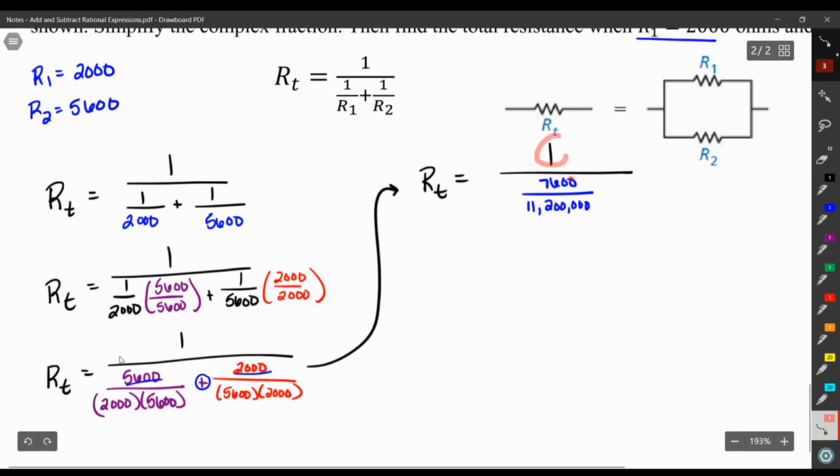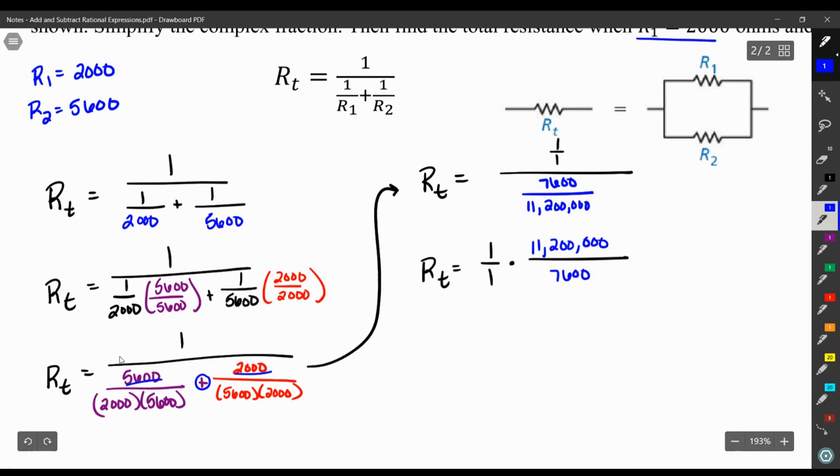So now I have a fraction over a fraction. Remember, I can rewrite 1 as 1 over 1. So now we can divide these two fractions out. So when we divide two fractions, we keep the first one, change division to multiplication, and flip the second one. So 11,200,000 on the top over 7,600 on the bottom. Now, 1 times this other fraction is still just this gigantic number.